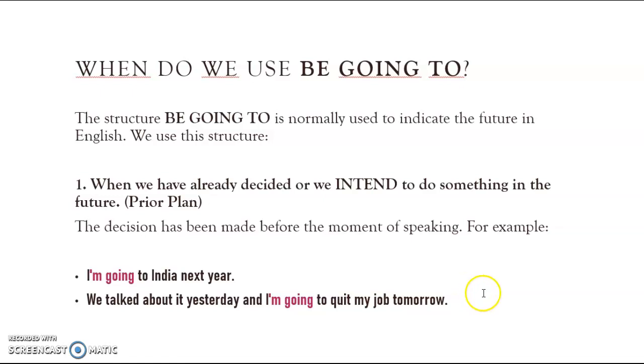We use this structure, number one, when we have already decided or we intend to do something in the future. That is, before the moment we are speaking, we have already made our decision or we had a prior plan. For example, I'm going to India next year. Or we talked about it yesterday and I'm going to quit my job tomorrow. In these two examples, it's evident that the speaker made a decision long before the moment of speaking.